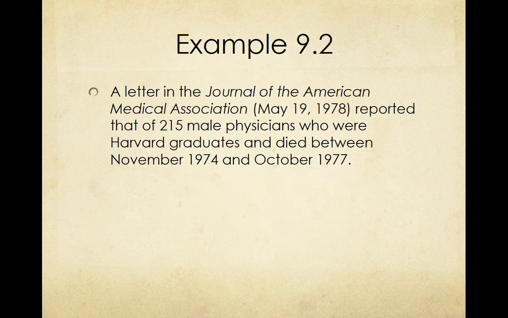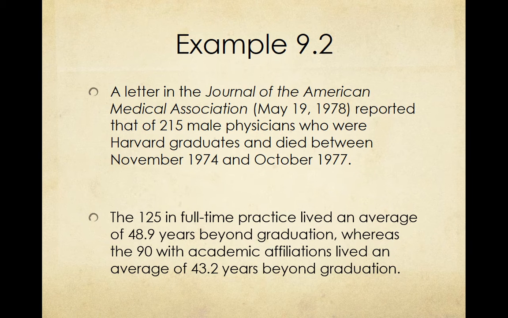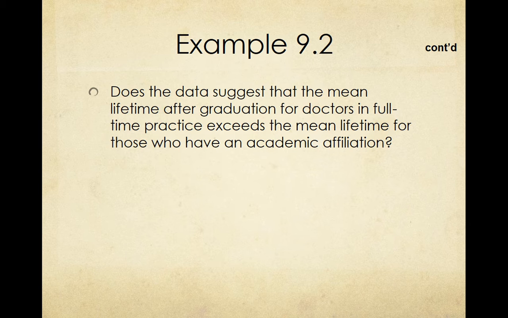So in 1978, they looked at male physicians who graduated from Harvard and looked at who died between 1974 and 1977. And in this example, there were 125 who went into practice. 125 of them lived to an average age of 48.9 years beyond graduation. And those people who went into academia averaged 43.2 years after graduation. Okay? So it appears that who lives longer? Those who went to practice. And maybe they saw patients, had a better life, got more relaxed conditions, while the others are in their ivory tower, thinking up ways to make life difficult for students, all those kinds of things.